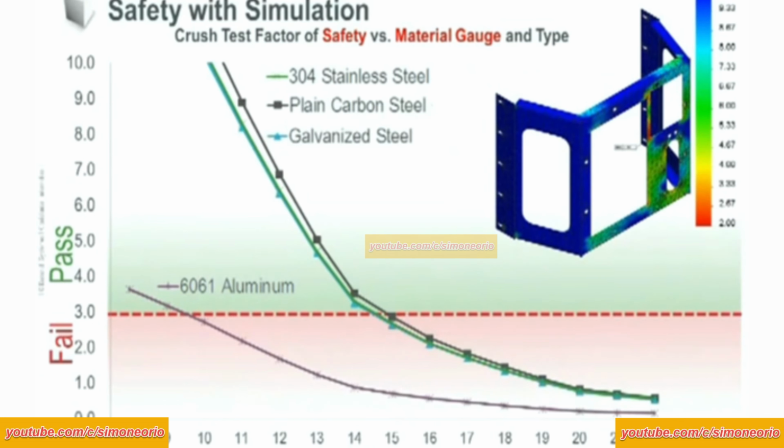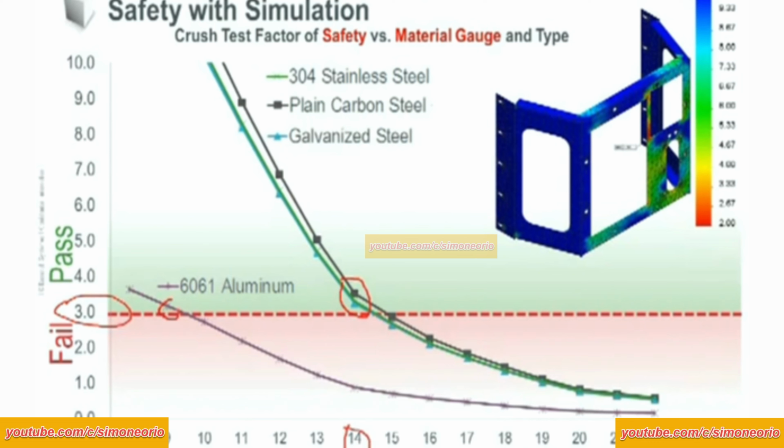So for example, what you're seeing here is basically what passes and, well, what fails. And you can see that the green here represents my criteria of a factor of safety of 3. So basically I want it to be 3 times stronger than it really has to be to withstand that crushing force. So we can see for all my steel materials, I'm going to need a 14 gauge material.